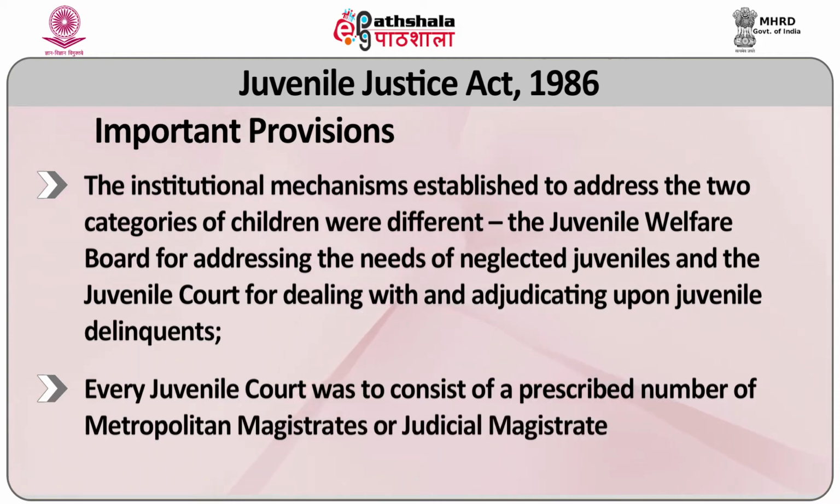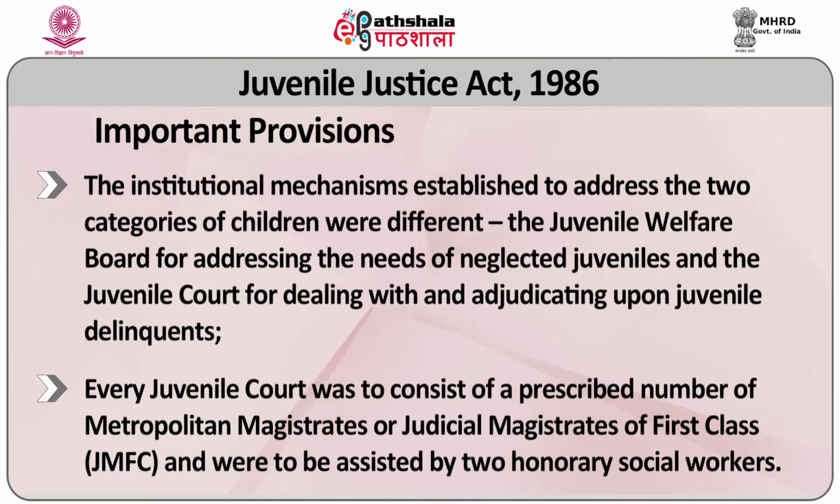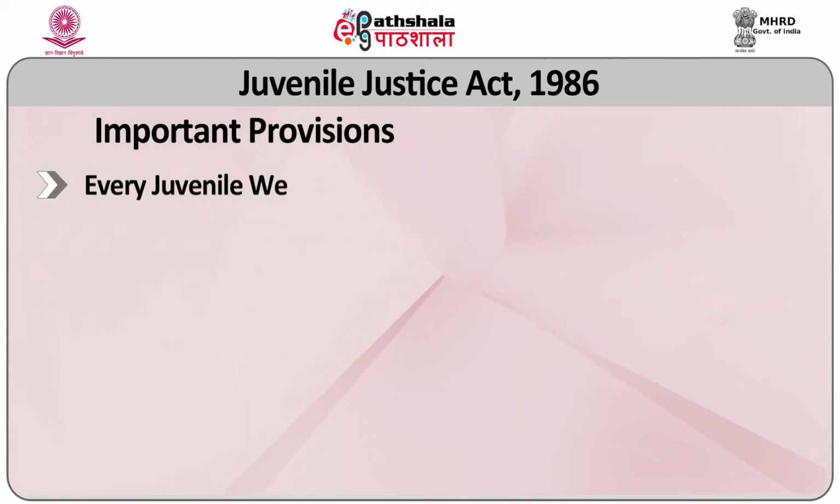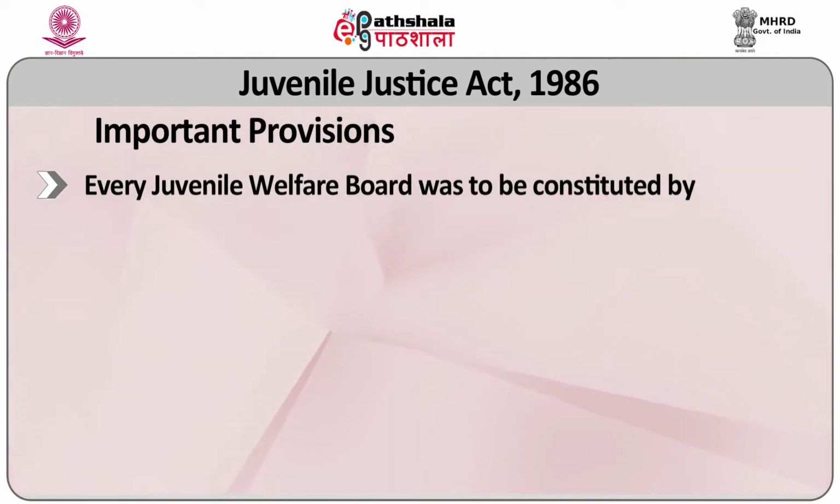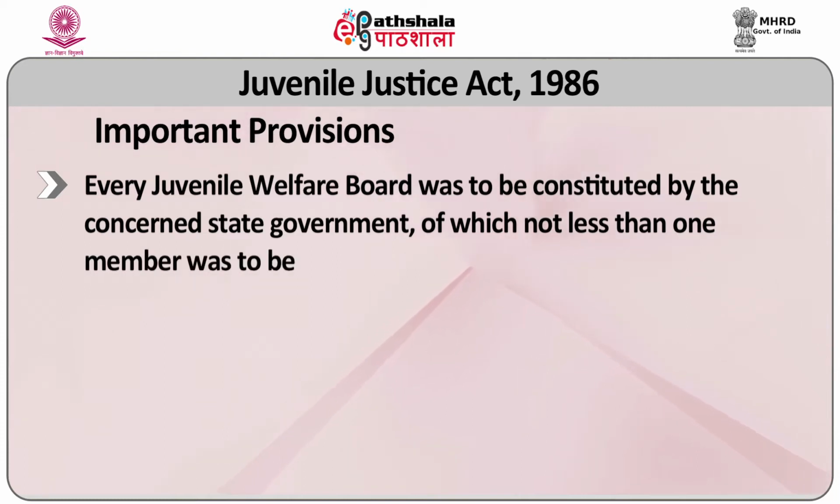Seventh, every juvenile court was to consist of a prescribed number of Metropolitan Magistrates or Judicial Magistrates of First Class, who are called JMFC, and were to be assisted by 2 honorary social workers. 8th, every juvenile welfare board was to be constituted by the concerned state government, of which not less than 1 member was to be a woman.